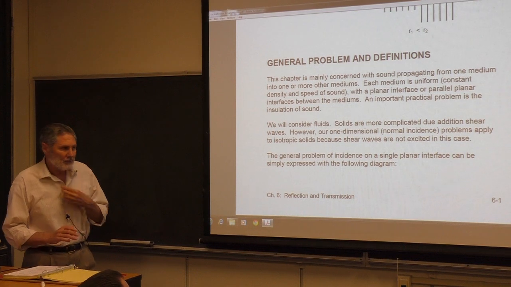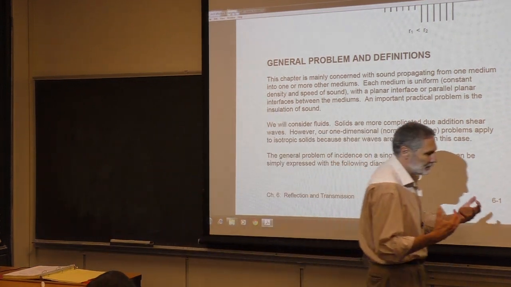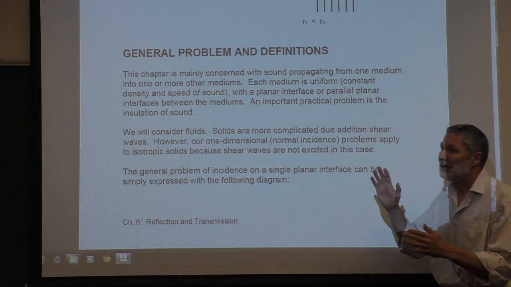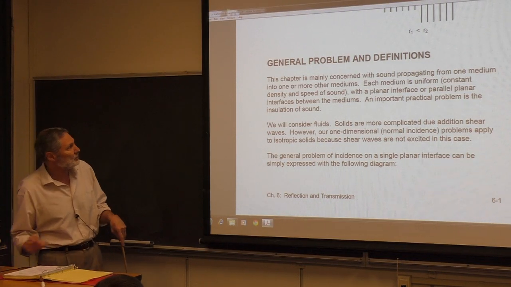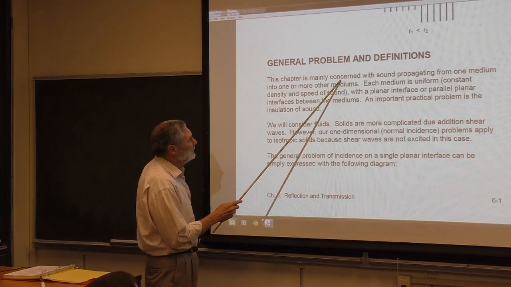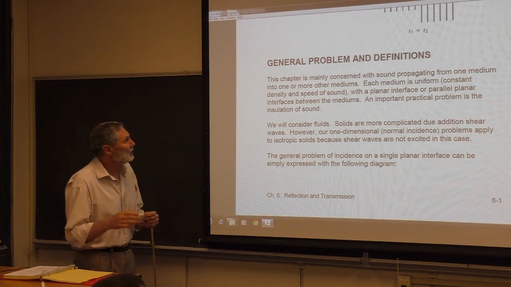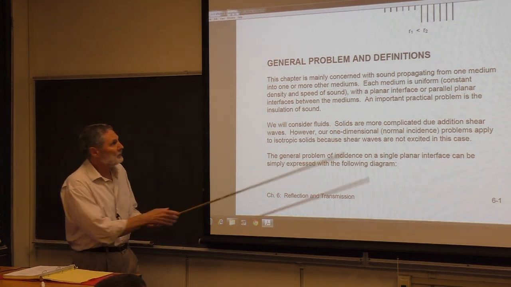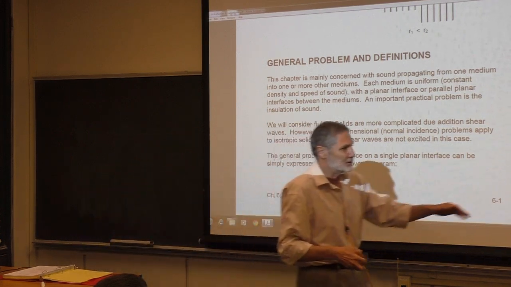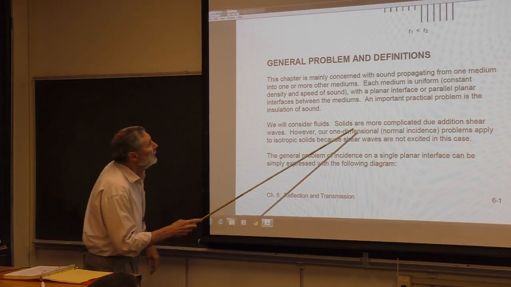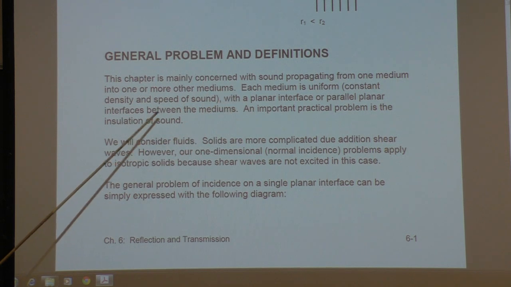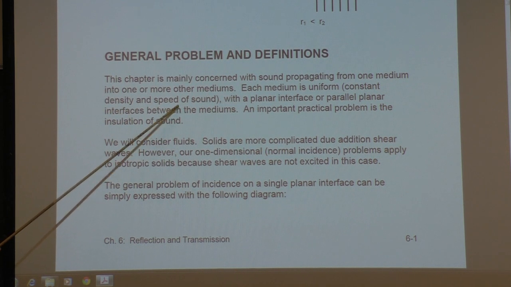Okay, so the way you learn this stuff is you dive into specific examples of a wave encountering a discontinuity in the medium. But before we do that, we need to set some general definitions and discuss the general problem. So we're mainly going to be concerned in this chapter with sound going from one uniform medium to another uniform medium. This is an example of that. This is a uniform medium here, another uniform medium there. By uniform, we specifically mean constant density, constant speed of sound. And we'll look at a planar interface between the two mediums.